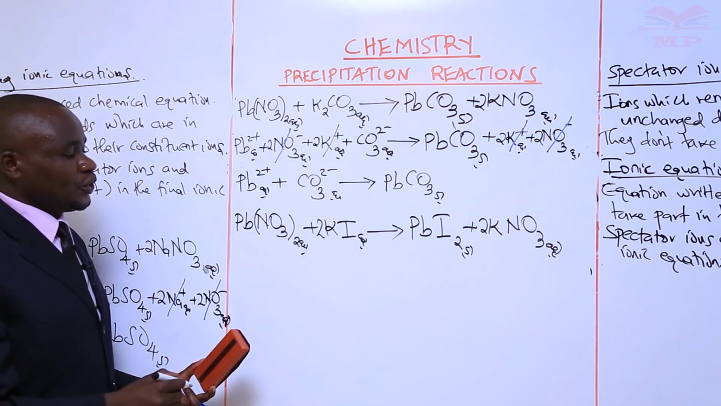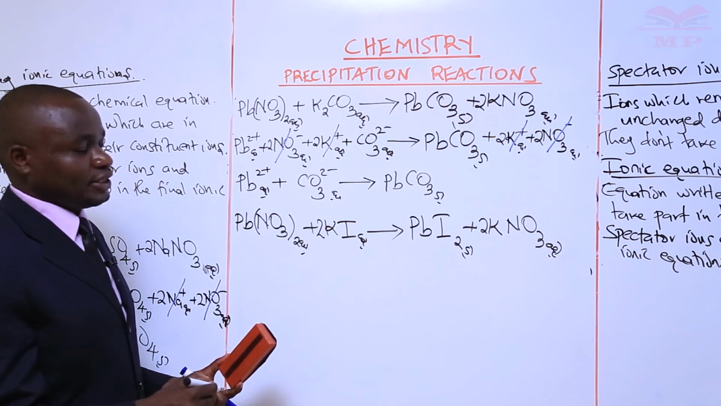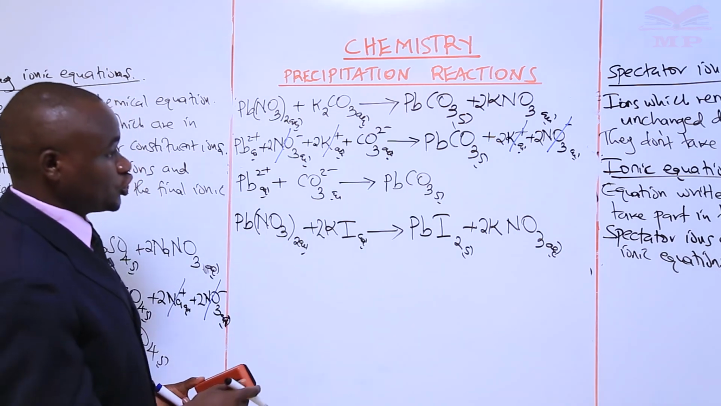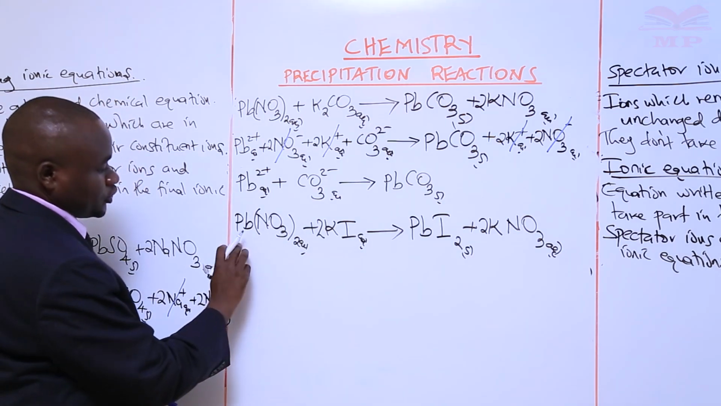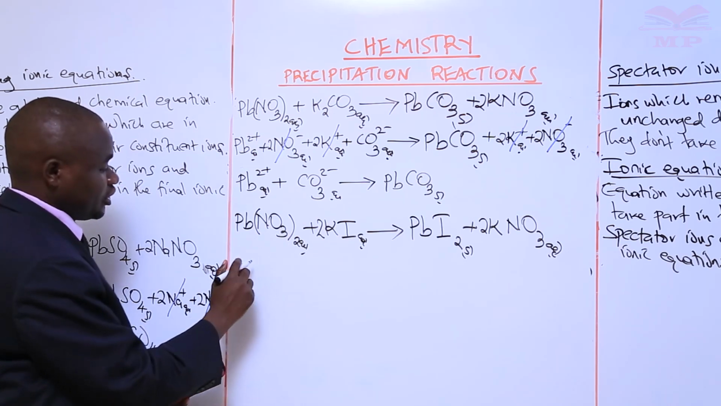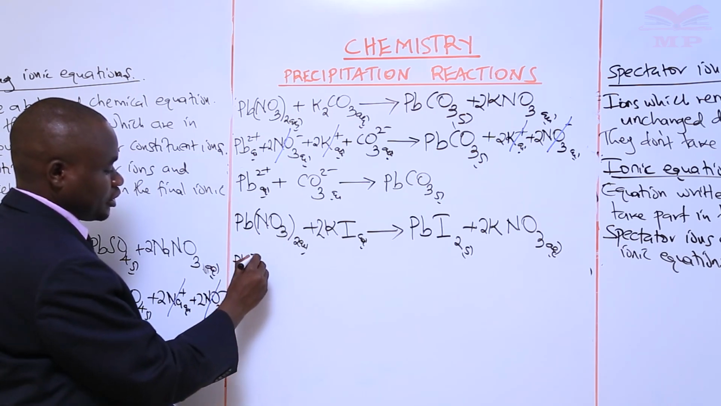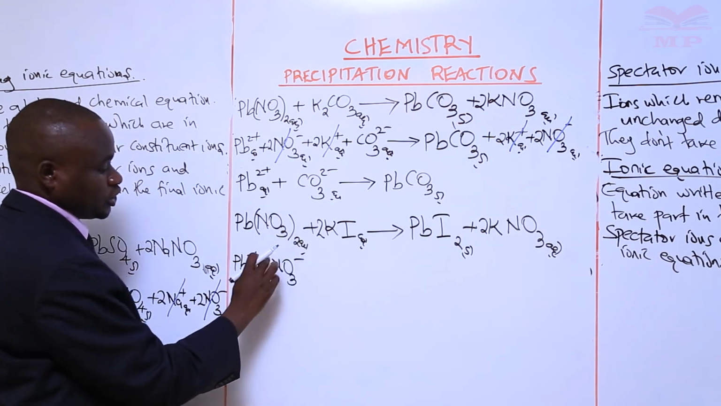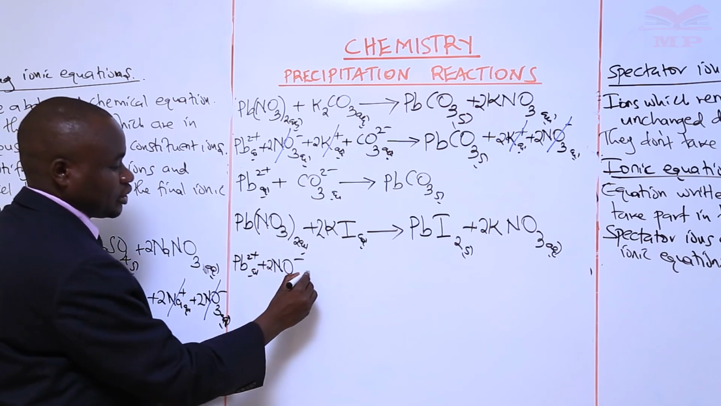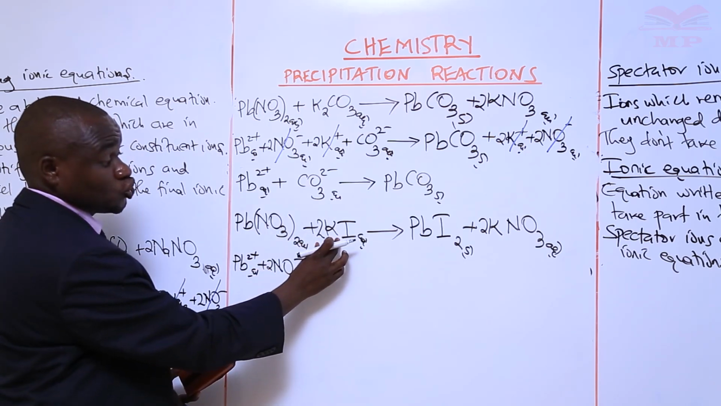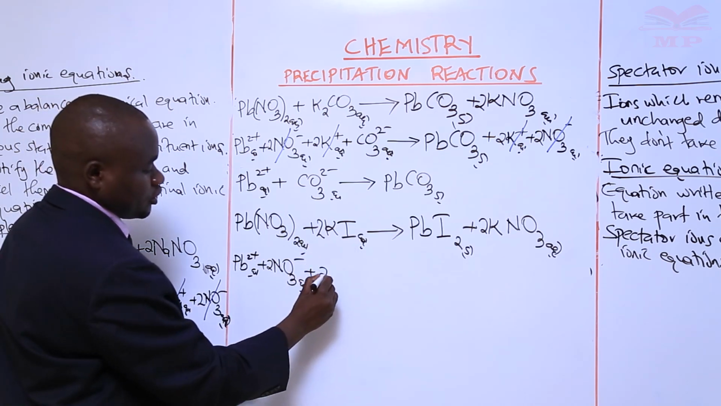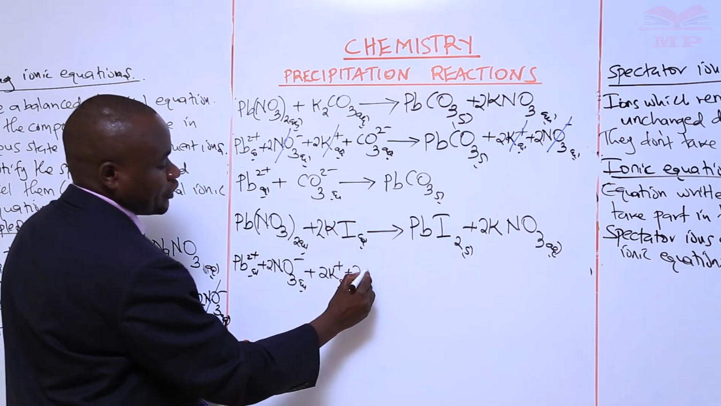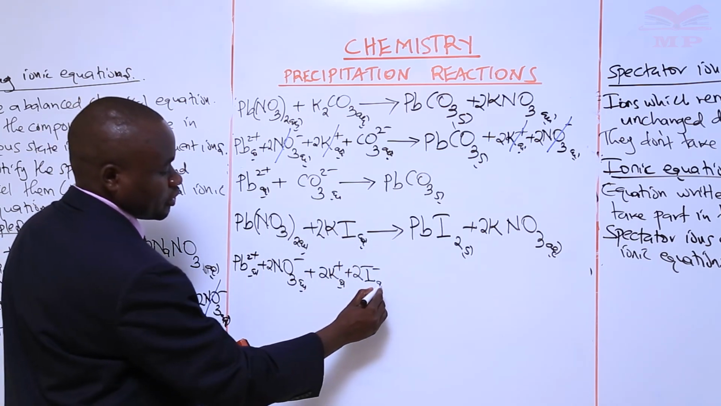After that, you identify the ones that are in aqueous state and split that compound into its constituent ions. So this compound lead nitrate will contain the ions of lead aqueous and the ions of nitrate. There are 2, so the 2 is written here, aqueous plus this one. I'm having 2 potassium ions aqueous, and also 2 iodide ions aqueous.